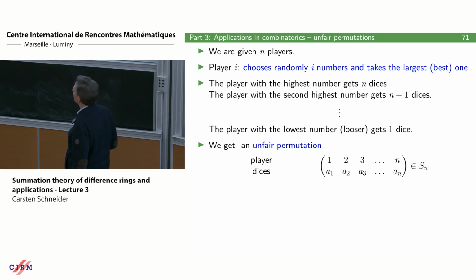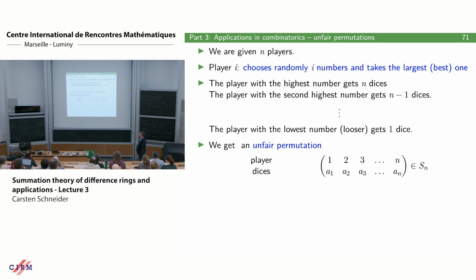Now we slightly make the game unfair. We say player i chooses randomly i numbers among 1 to n, so they're again different numbers. Each one chooses a different number, but now the i-th player can take i numbers and takes the best one, the largest, so it's unfair. So the higher you are in the player order, the more choices the person has to get the highest number. Okay, and this is an unfair permutation. And you can say player i is smaller than j, but j beats i, so j gets the larger number. This is exactly an anti-inversion.